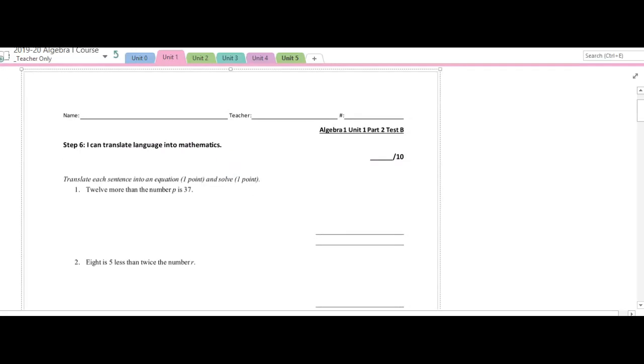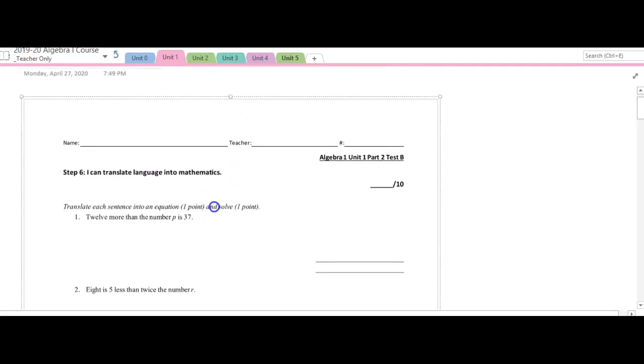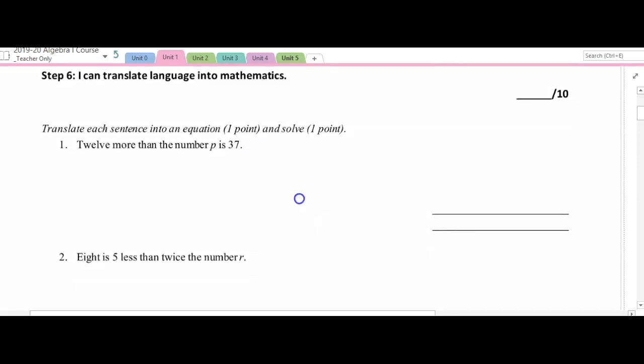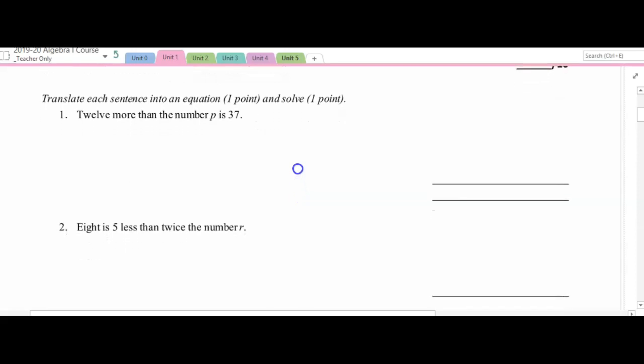Let's take a look at part 2 rather, test B. We're going to change our language into mathematics. We're going to just translate these English words into math numbers and symbols. 12 more than the number p is means equals 37. So 12 plus p equals 37.